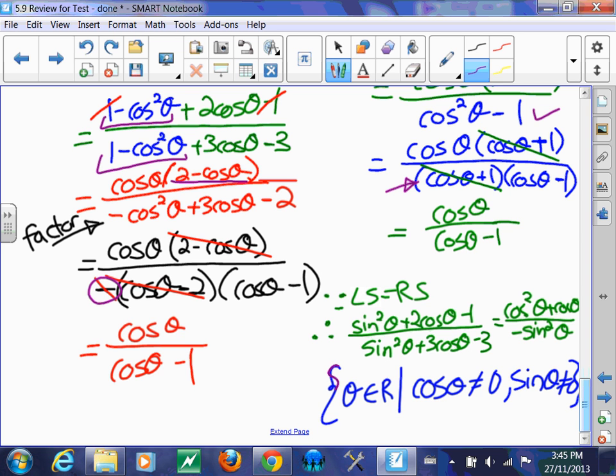And don't forget your restrictions here. So cos theta can't equal 0 and sine theta can't equal 0.